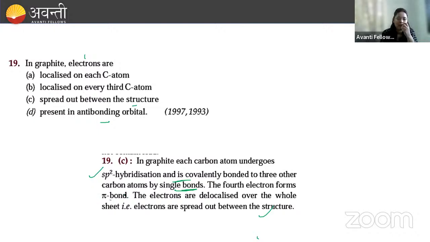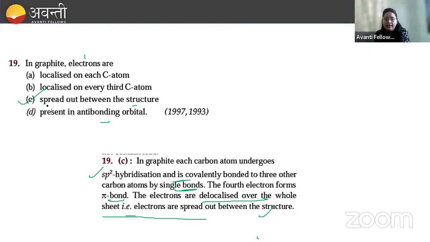Okay, the fourth electron of our carbon will form a pi bond, and these pi electrons are delocalized over the whole structural sheet, and that's why that is the correct answer. So here the electrons are spread out between the structure. Okay, electrons are spread out in graphite, and that's why it is a good conductor of electricity. But there is no metal present there, and that's why it is a non-metallic conductor.